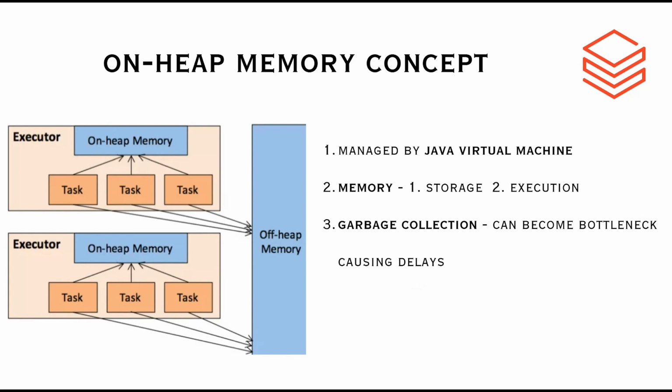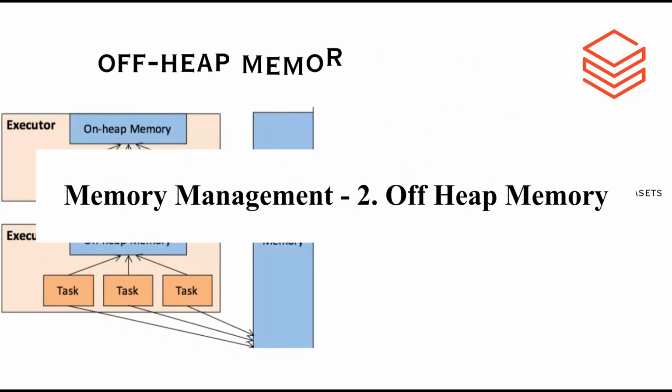So garbage collection pauses the application to scan and remove the unused objects, which can cause potential delays, especially in applications processing large volumes of data. And additionally, when the memory is full, Spark may spill intermediate data to disk, leading to slower performance. Now next we'll talk about off-heap memory.